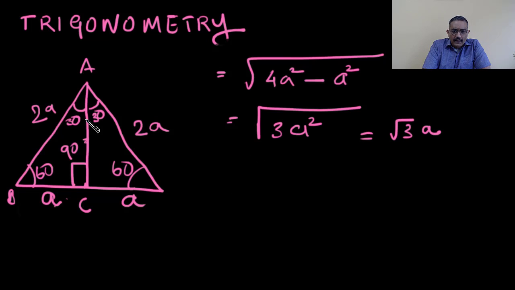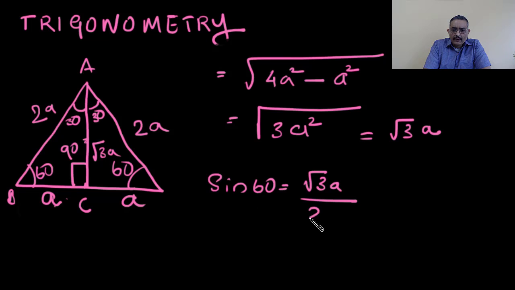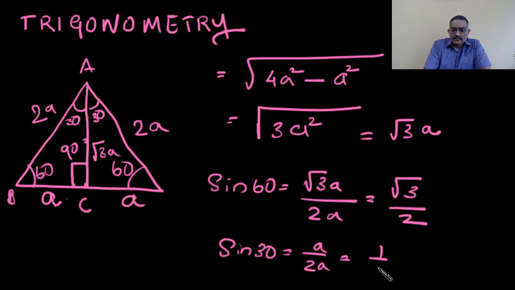Now we have 30 degrees and 60 degrees in here, so let's imagine what would be the sine of 60, and that would be this side. So we know that this is root 3a, so root 3a divided by this 2a, and that is root 3 by 2. Now let's just do sine 30, I'm sorry, this sine 30, and that would be this a divided by this 2a, so a by 2a, and that is 1/2.